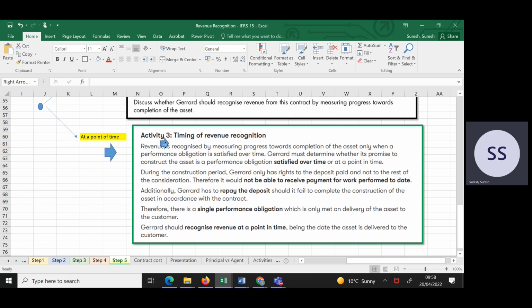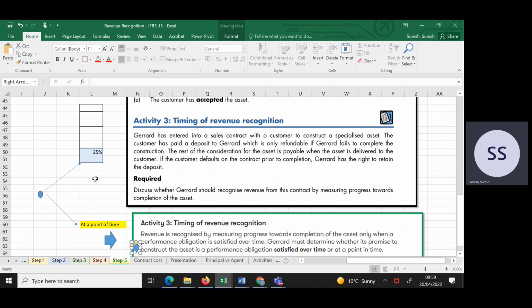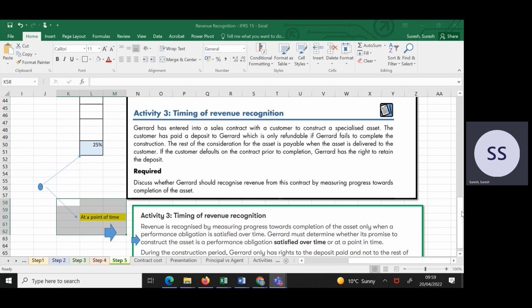So as I pointed out, there are two ways in which the performance obligation can be satisfied. One, at a point of time. Second, over a period of time. We're going to look at the conditions in a minute. So Gerard must determine whether its promise to construct the asset is a performance obligation satisfied over time or at a point of time. So under this contract, is this performance obligation completed over a period of time, or considered as satisfied at a point of time? Which one? This is what we need to make a decision on, right?